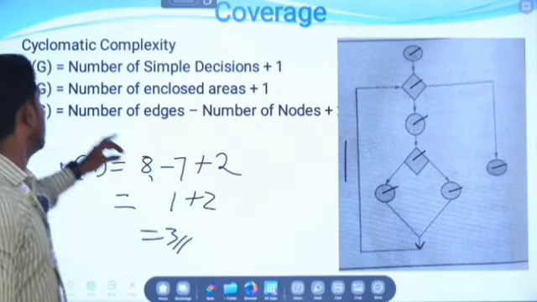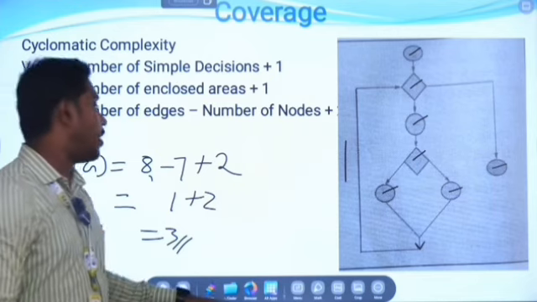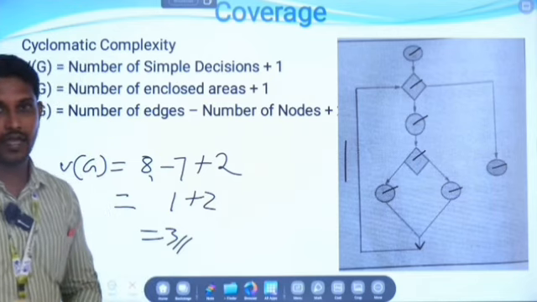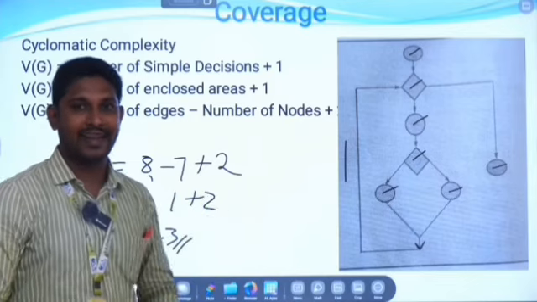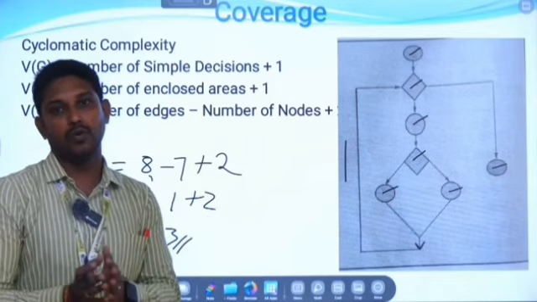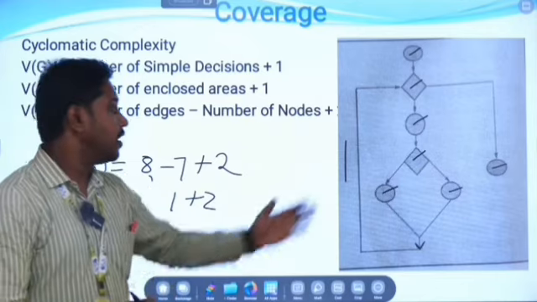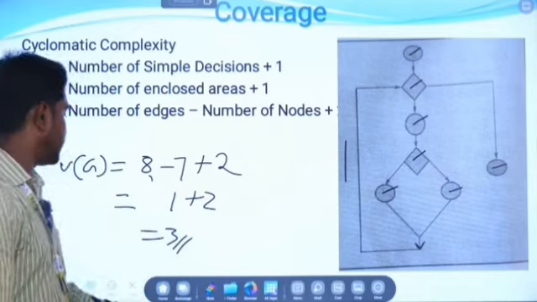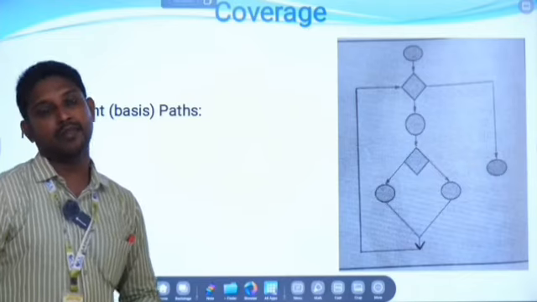So you can see according to these 3 formulas, all 3 have the same common answer, 3. That shows the calculation we did is correct. Okay, this is step 2. In step 2, we found the cyclomatic complexity of the given graph. So final step 3: we are going to find the independent paths.